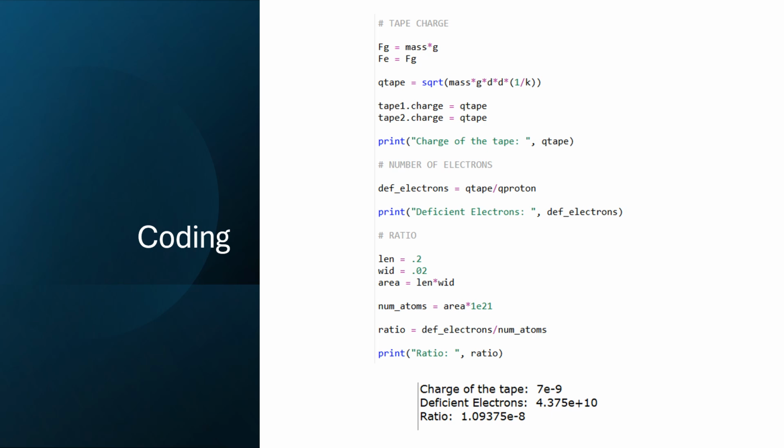And then for the ratio, I have the number of atoms. I looked up that 1 times 10 to the 21st is the number of atoms per square meter of tape specifically. Then the ratio is the number of deficient electrons to the number of atoms. And so the numbers below are what I've calculated for my model.